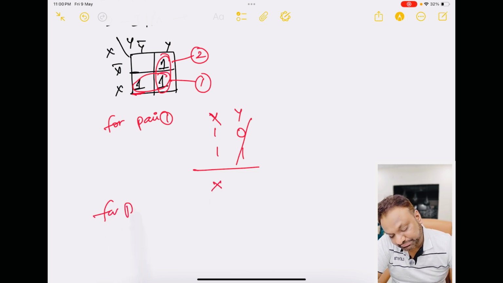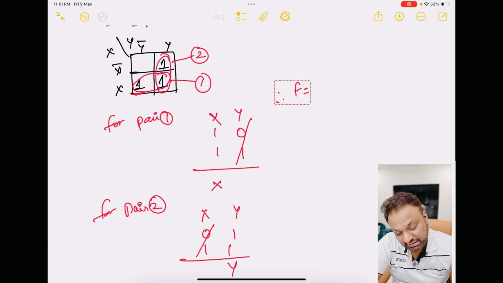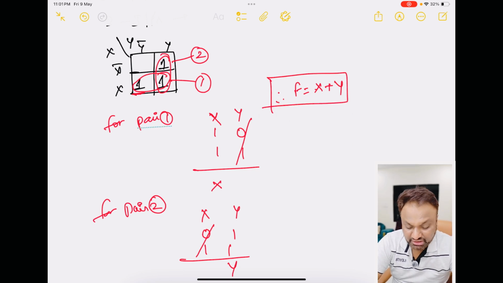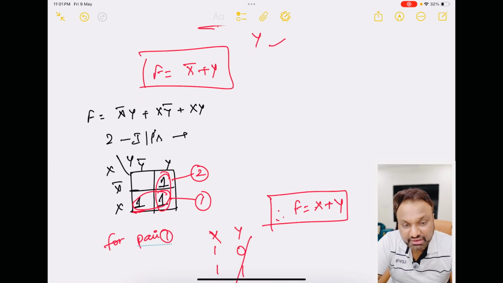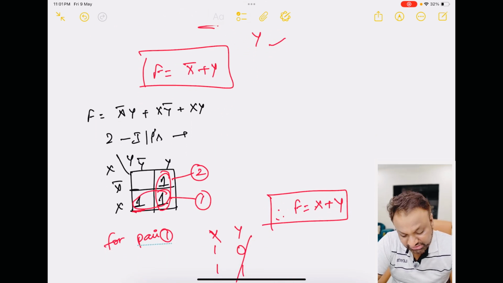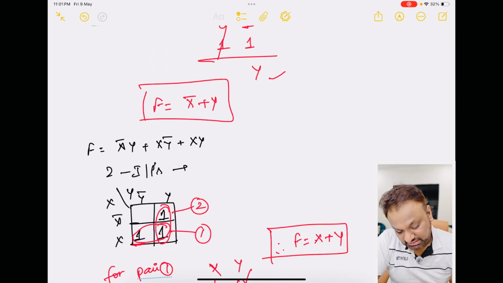For pair 2, this is x bar y and xy. So only y is the answer. Therefore f is equals to the addition of pair 1 and pair 2, that is equals to x plus y. So I hope you have understood the concept of 2 variable KMap in which a pair mapping is being used, and how to plot this into the KMap.